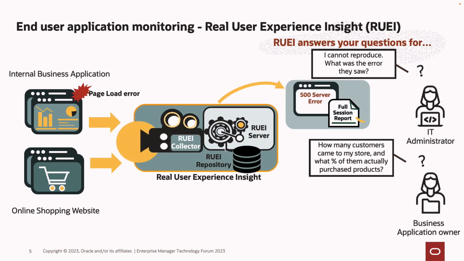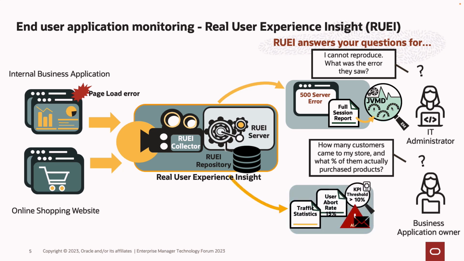IT administrators can see the full session report of what exactly happened during the error time. She can further diagnose the issue using the JVM Diagnostics feature and drill down to find the root cause. And business application owner can see the traffic statistics, and based on the KPI thresholds, she can configure RUEI to raise an alert and receive email notifications. So this is a high-level introduction to what questions RUEI can answer.